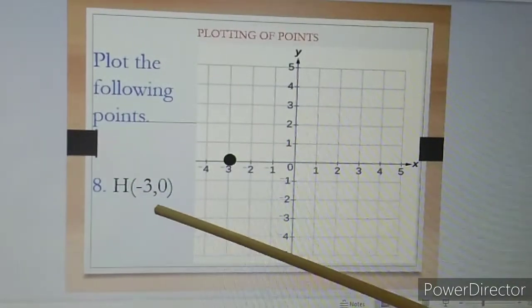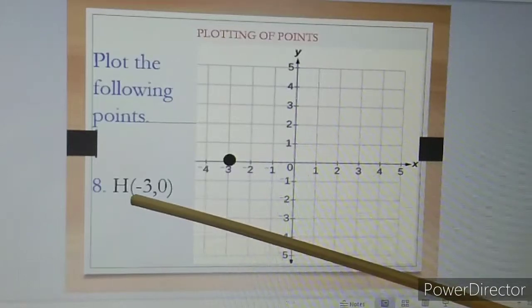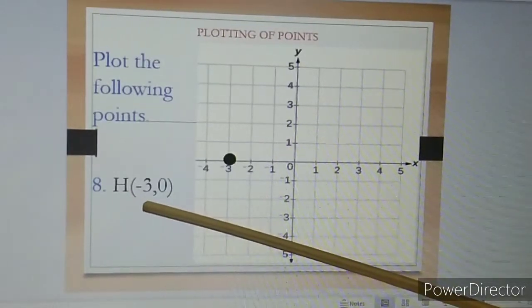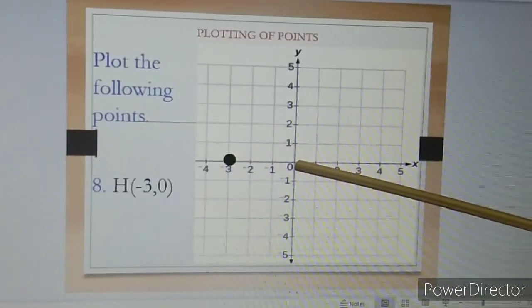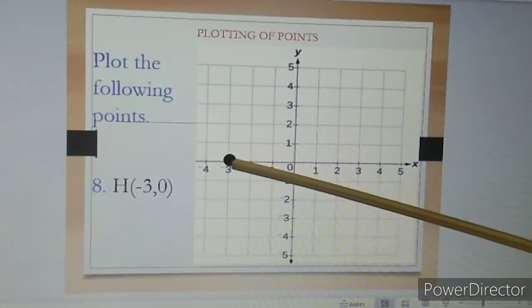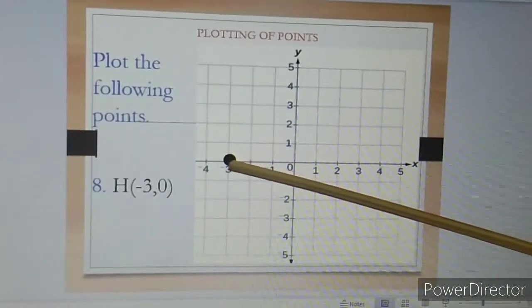Our next point is point I with the coordinates of negative 3, 0. From the origin, we will count 3 units to the left because it is negative: 1, 2, 3, and 0 units up or down.